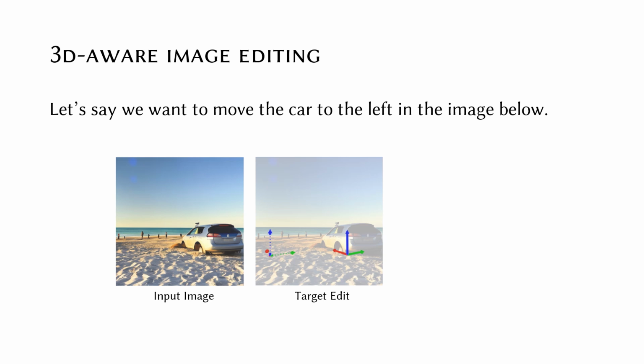Text-to-image diffusion models are powerful image generators, can support a variety of creative editing tasks. However, scene editing controls are often still limited to 2D image space. Let's consider this edit where we want to move the car to the left, where the colored lines are axes that depict the desired transform. The source is solid and the target is dashed.